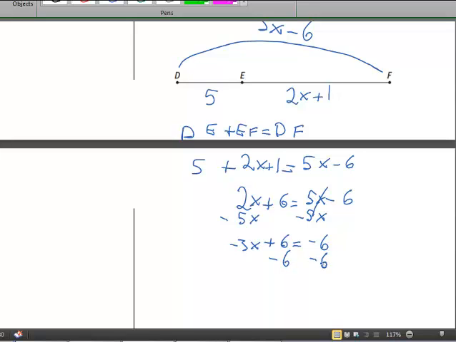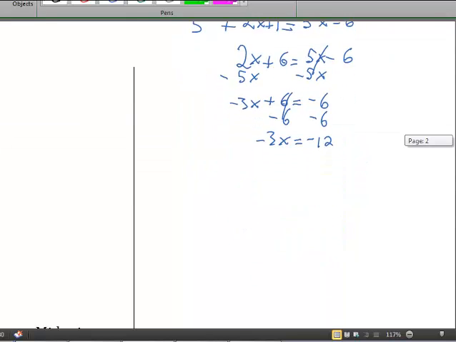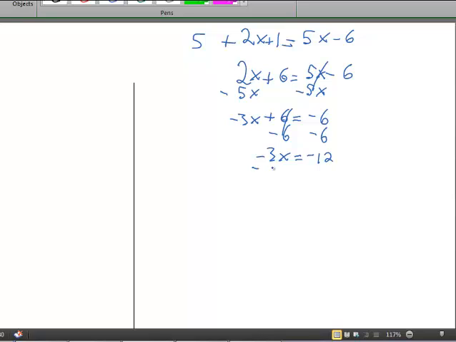So those cancel out. Now I have negative 3x equals 6 minus 6, which is negative 12. Okay? And then I have to solve for x, so divide by negative 3 on both sides, and that reduces to 1. So now x equals negative 12 divided by negative 3, which is positive 4. So I know x equals 4.